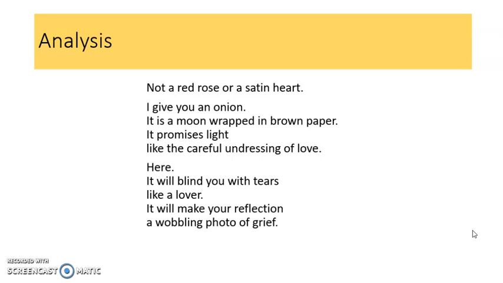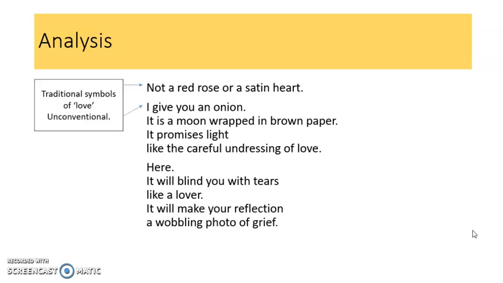Not a red rose or a satin heart, I give you an onion. So the poem begins with what you might consider traditional symbols of love, this idea of a red rose or a satin heart. But in this instance, she is giving an onion. This is what you might consider an unconventional present or something that you wouldn't naturally associate with Valentine's Day.